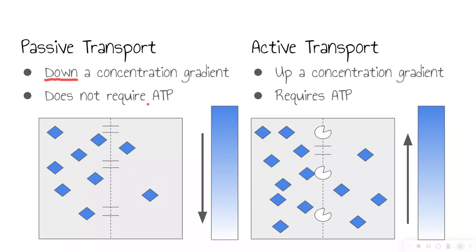And this is not going to require ATP. And ATP is our body's energy. So passive transport does not require energy. It's going to be the movement of particles down a concentration gradient.